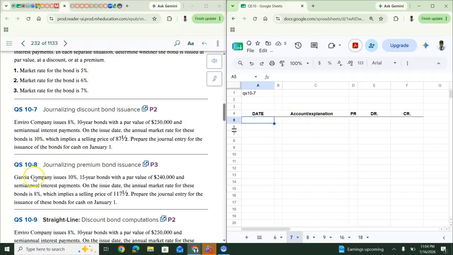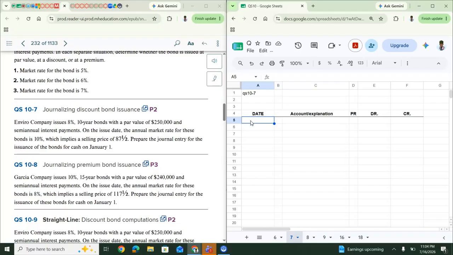Alright, so the first one says Enviro Company issues 8% 10-year bonds, par value $250,000. On the issue date, the annual market rate for those bonds is 10%, so it is more than the contractual rate, so this would be a discount situation, which implies a selling price of 87.5. There is an imaginary or invisible percentage sign afterwards, so this is the standard way of quoting price. This is 87.5% of the par value. Prepare the journal entry for the issuance of the bonds on January 1.